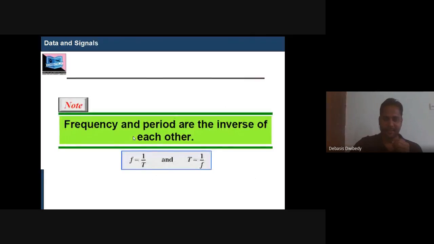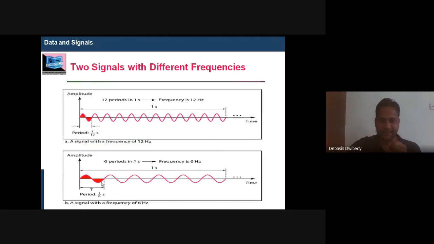Okay, then we will derive a relationship between frequency and period. So the relationship is what? Inversely proportional to each other. When the frequency is more, time period will be less, and when the time period is more, frequency will be less. From the previous example, you can see here time period is more. The time taken to exhibit this pattern is more than the time taken to exhibit this pattern. So when the time period is less here, frequency is more here. As time period is more here, frequency is less here.